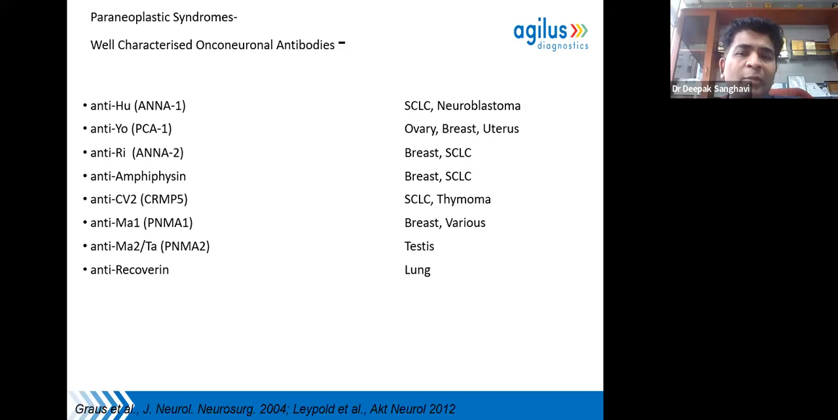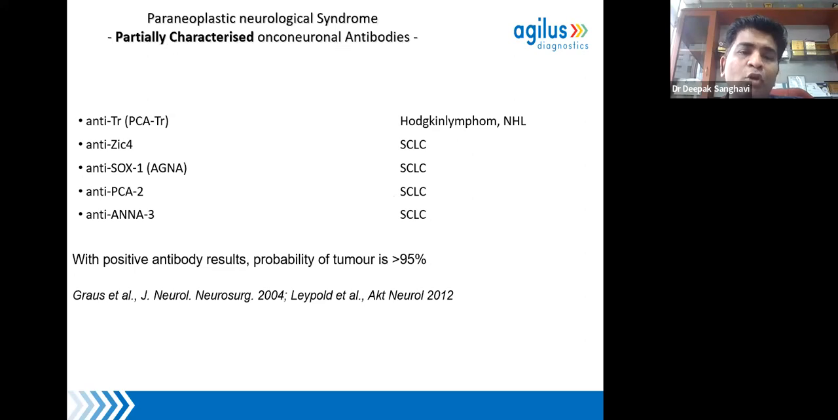As you can see here, in a female patient with a neuronal condition, if you get a Yo positive antibody, then the doctor will go for searching for an ovarian or breast cancer or metastasis. Similarly, if amphiphysin is seen, then again breast tumor or small cell lung carcinoma, and recoverin antibodies in lung carcinoma, and even Ma2, which we also call PNMA2, mainly the testicular tumors. So when you get an antibody, the doctor will start suspecting those tumors and try to check for those tumor conditions. There are partially characterized onconeuronal proteins like ZIC4, SOX1, and ANNA3.